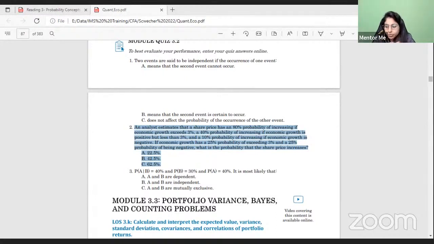What should be the probability of economic growth being negative if the probability of it exceeding 3% is 25%, less than 3% but greater than 0 is 25%? What should be the probability of economic growth being negative?